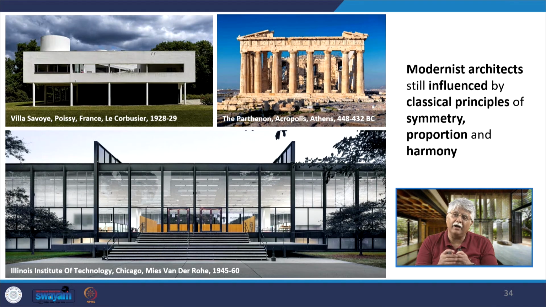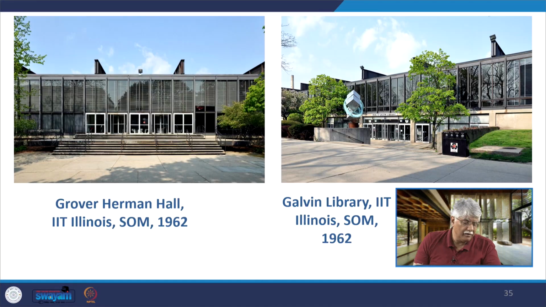Now modernist architects were still influenced by these classical principles, like I said, of symmetry, proportion and harmony. You find classical axial symmetry in Villa Savoye like in the Parthenon, and you find that again very strong axial symmetry in the Crown Hall. Other buildings were also built here, like the Grover Hermann Hall by Skidmore, Owings and Merrill, and again the Galvin Library by Skidmore, Owings and Merrill 1962.